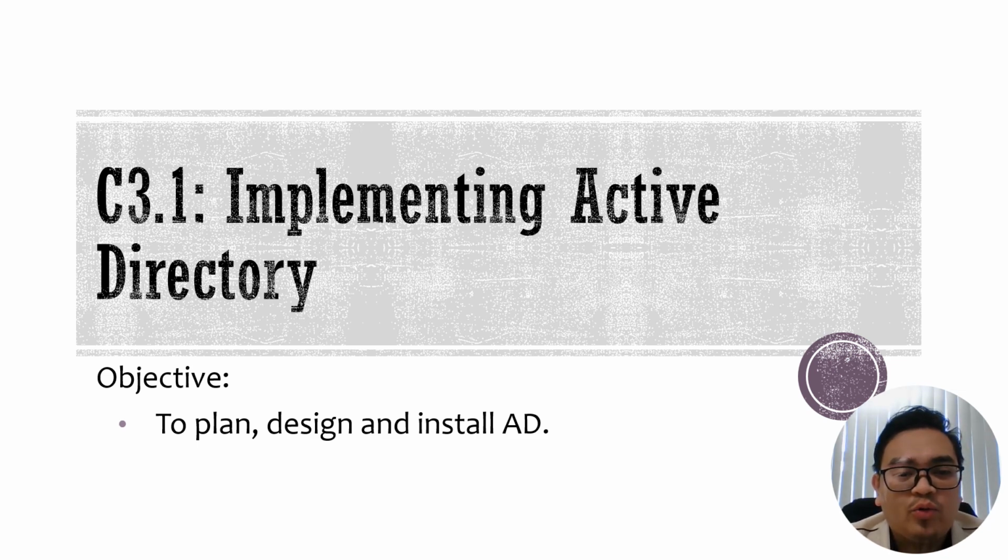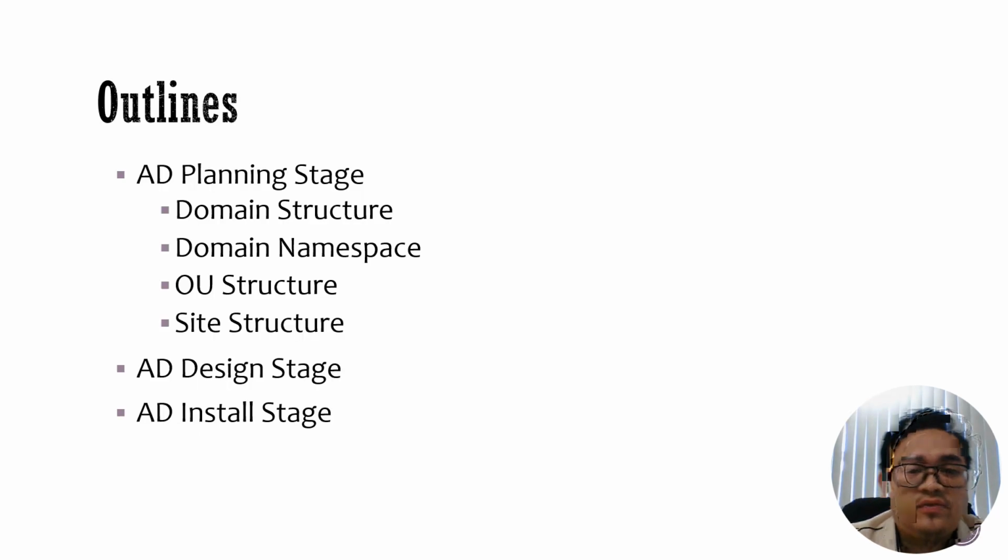Today we are going to discuss chapter 3.1, implementing Active Directory. So for the objective, we have one objective here: to plan, design and install Active Directory. So our outline for this chapter is AD planning stage. We have domain structure, domain namespace, OU structure, site structure, AD design stage, and AD install stage.